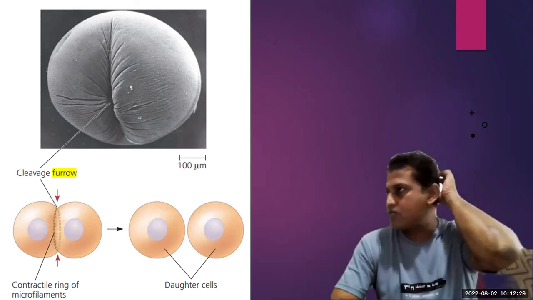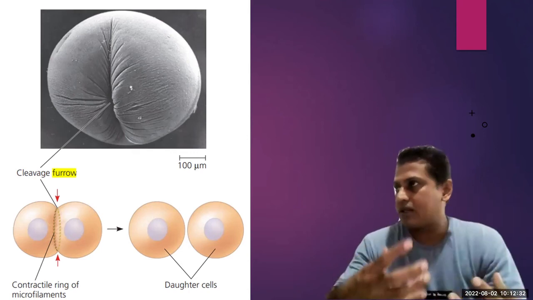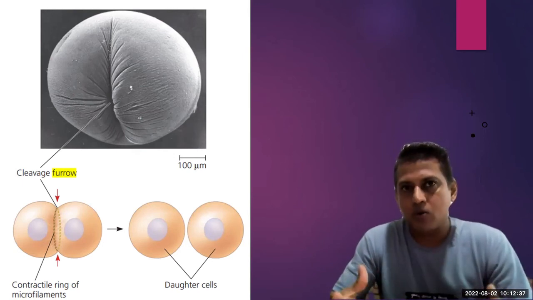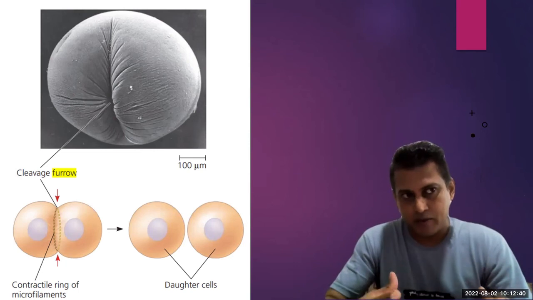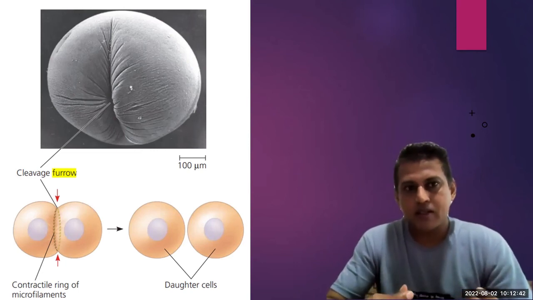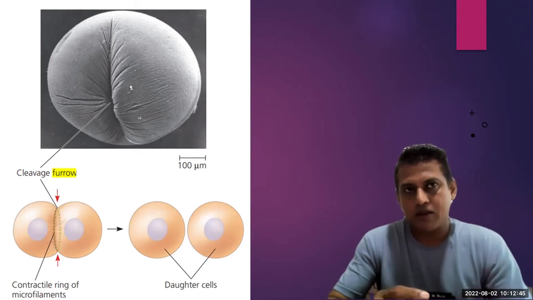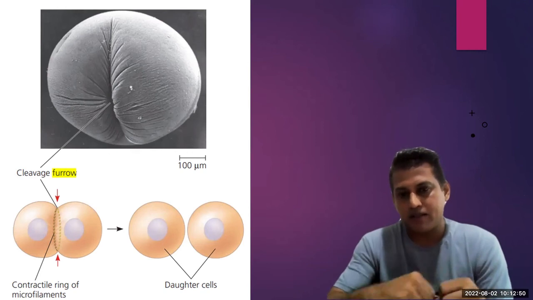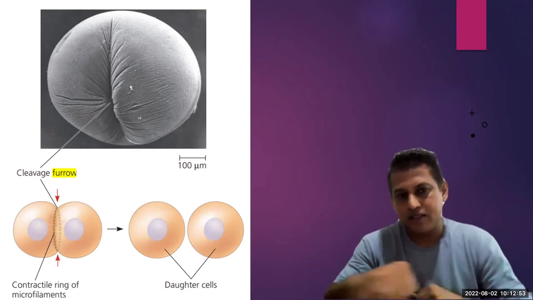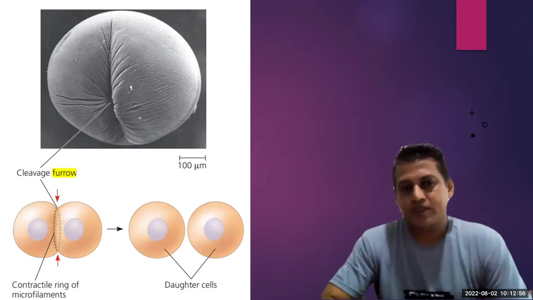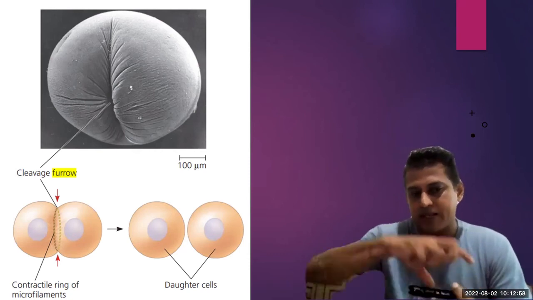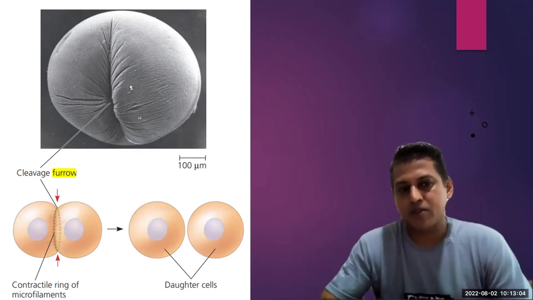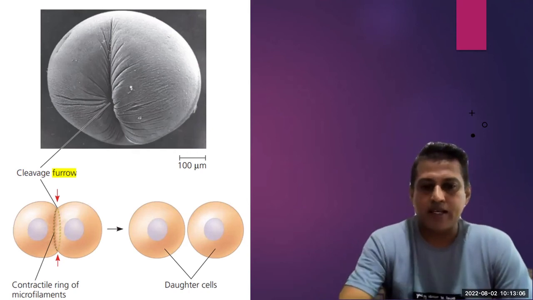You can assume, like the one we make called dough. Dough means when we make bread or roti-like structures, we make this dough. So if the dough is soft, sometimes you can cut it with a thread into two. Something like that: the actin filaments make a ring, and the ring is getting smaller, and it cuts the cytoplasm into two. We will learn this again in cell division.